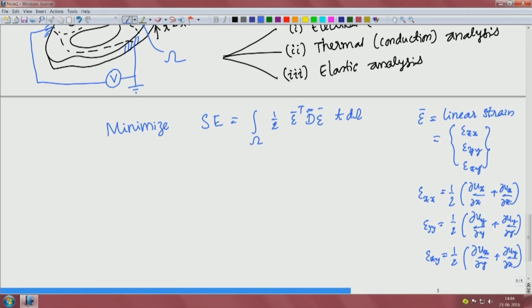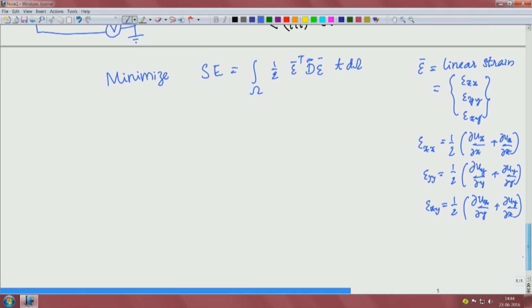And what is the D here? The D is the stress strain matrix. If I multiply D with epsilon, I will get sigma. Sigma also will have 3 components just like strain has. So, this is 3 by 3, this is our stress strain matrix, or what we call constitutive matrix, the stress strain relationship.